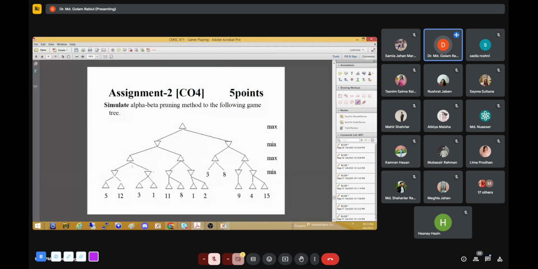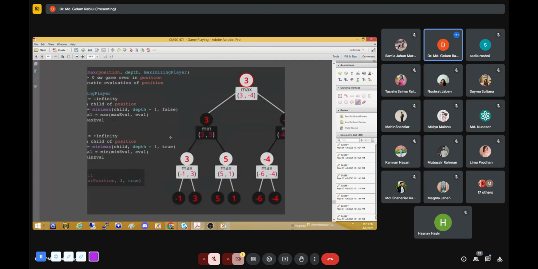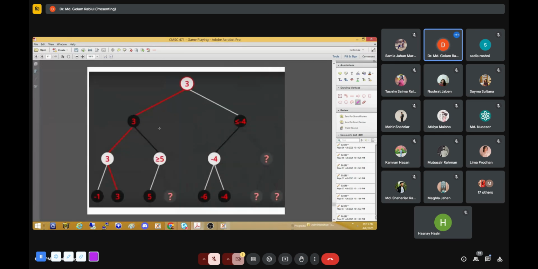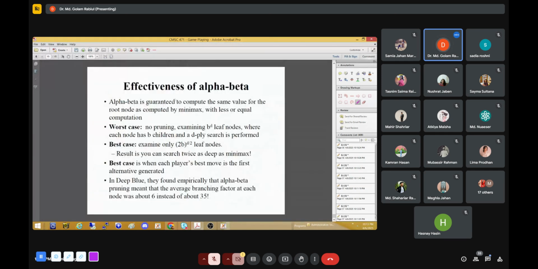So this is kind of an assignment. You can apply the alpha beta pruning. No need to submit the assignment, just try to solve it. There are several other algorithms also.